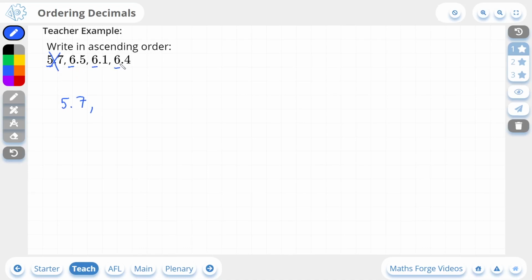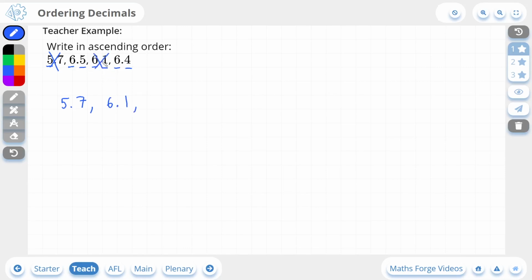Now, if you take a look at the other three numbers, you can't tell which one's the smallest just by looking at the units column. We're going to have to go to the tenths column for this. So let's take a look at the tenths column. Here's a 5, here's a 1, and here's a 4. So the next smallest number here is 6.1, since it has a 1 in the tenths column. And I'm going to cross this out.